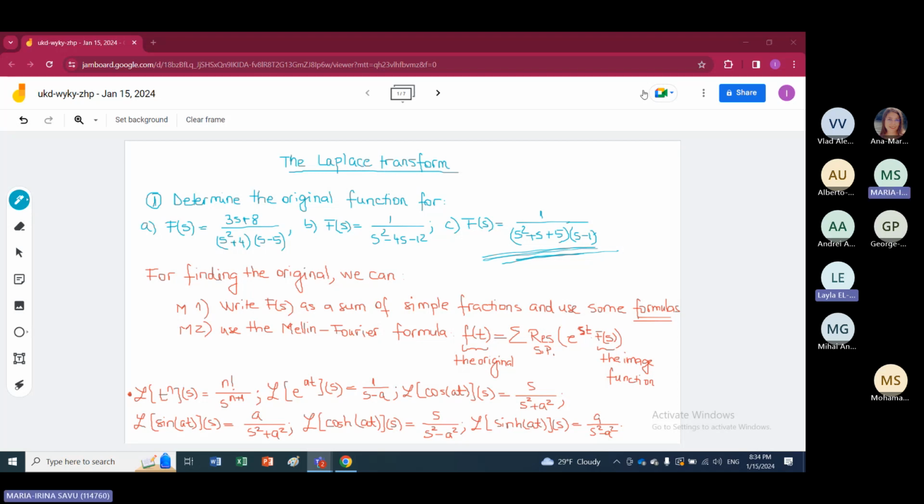Teacher, it says s power 2 plus s plus 5 or plus 5? I can't see. Plus 5. This is 5 and this is s. Okay, thank you.